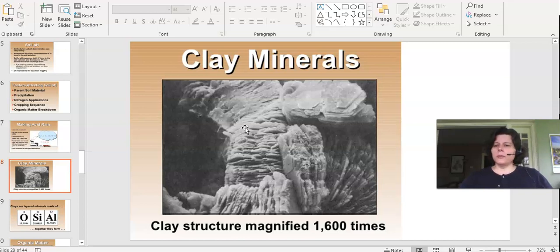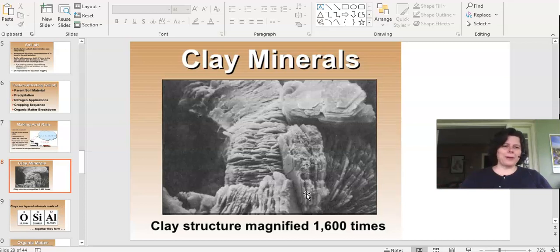I just wanted to show you some things about clays here. Clay minerals are a very important part of soil. This is what a clay particle looks like. Clay magnified by about 1600 times, and you can see how platy it is. Between these plates are all these cations, and this is going to lead us into the cation exchange capacity.